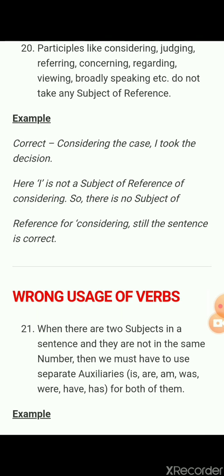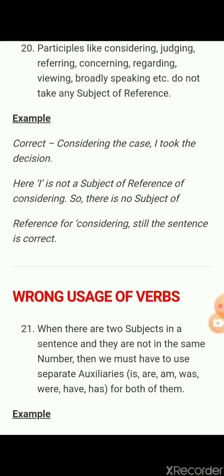Considering. Okay, so here "I" is not a subject of reference for considering. So there is no subject of reference for considering. Still the sentence is correct, which I told you is not required anywhere. In our previous example, we added it with the participles, but here the participle verb is a complete verb.